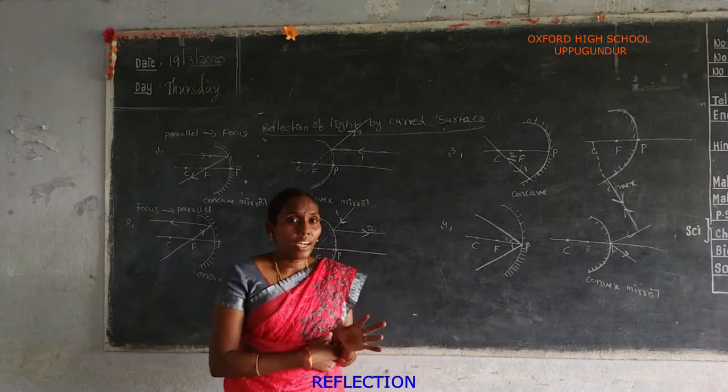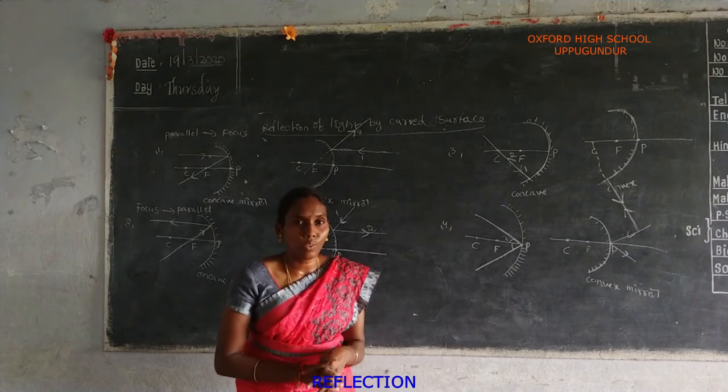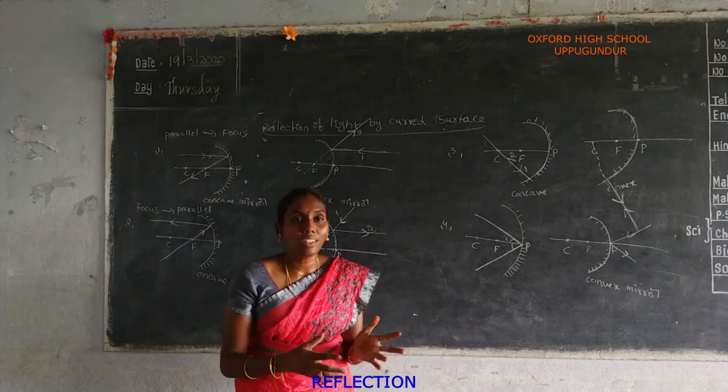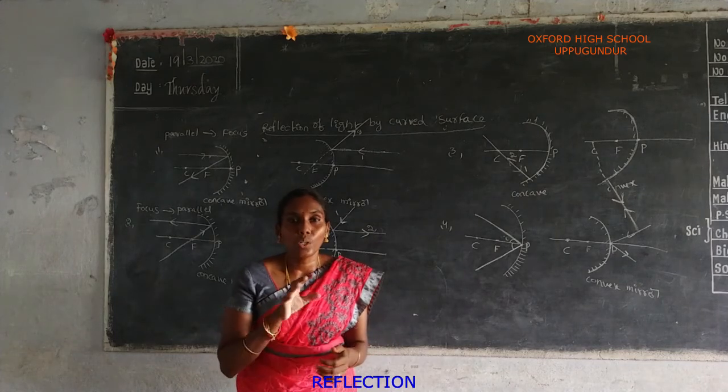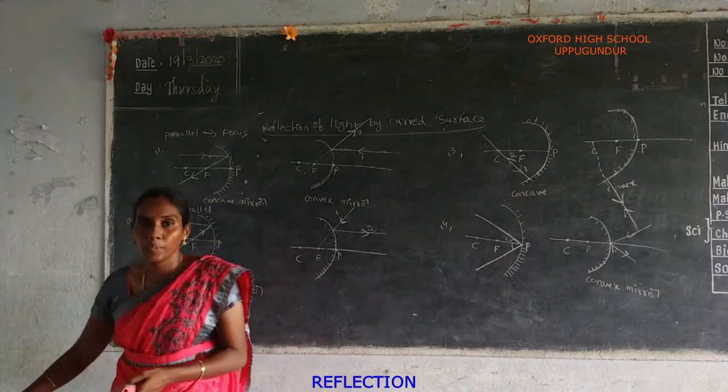There are 6 ray diagrams for concave mirror and 2 ray diagrams for a convex mirror. Total 8 ray diagrams can be drawn. These ray diagrams are used to find the exact position of the image of the object.